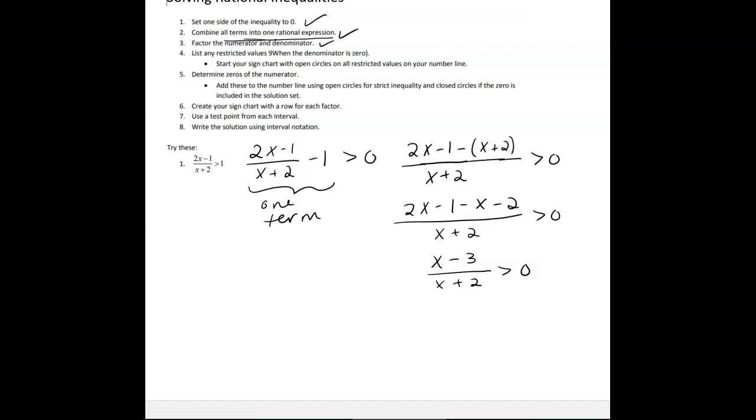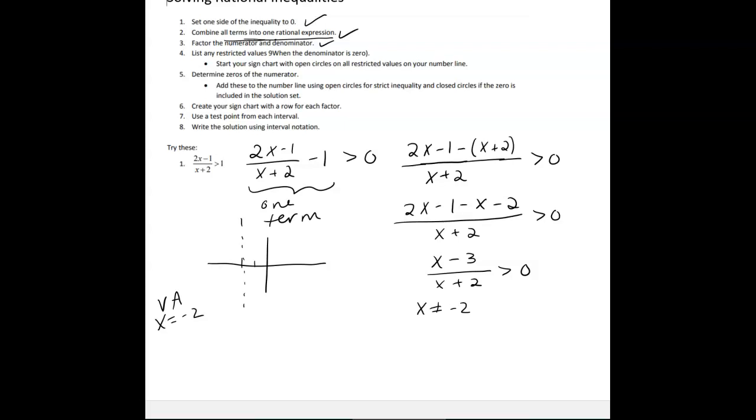And then you want to look at your restrictions, okay? So let's think about what we're doing here. If we had a graph, and this is a rational function, we would be interested in the vertical asymptote, right? The vertical asymptote would be x equals negative 2. And so you'd have a vertical asymptote there, which means we have a restriction, right? X cannot be negative 2 in our domain, because that's a vertical asymptote.